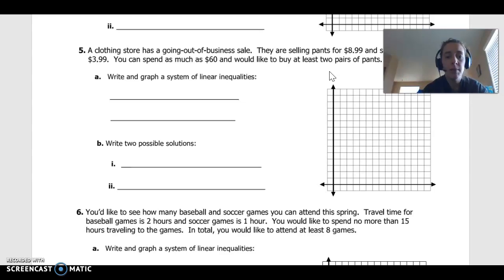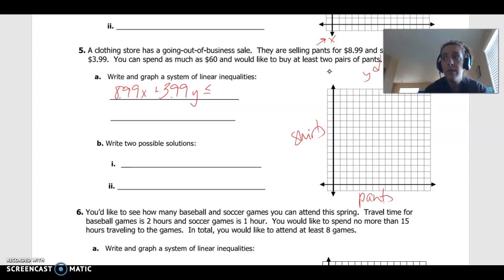So I see my money. I'm going to go pants is going to be my X value and shirts will be my Y value. So I'm going to go ahead and write that down here. So here's my pants and here's my shirts. So I know I want to spend as much as $60 because that's all I've got. So I see $8.99 x plus $3.99 y can be at most, it has to be less than or equal to my $60.